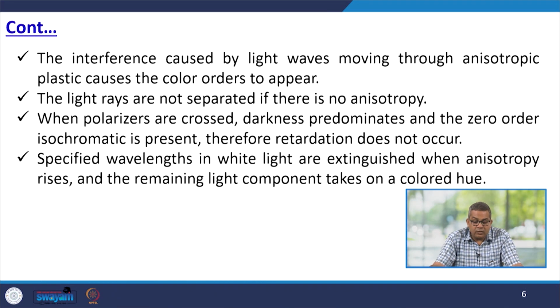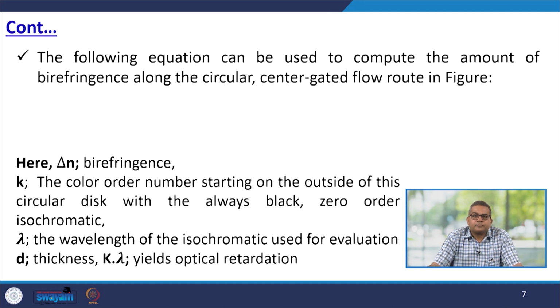The interference caused by light waves moving through anisotropic plastic causes the color orders to appear. The light rays are not separated if there is no anisotropy, and when the polarizers are crossed, darkness predominates and the zero order isochromatic is present. Therefore, retardation does not occur. Specified wavelengths in white light are extinguished when anisotropy rises, and the remaining light component takes on a colored hue.